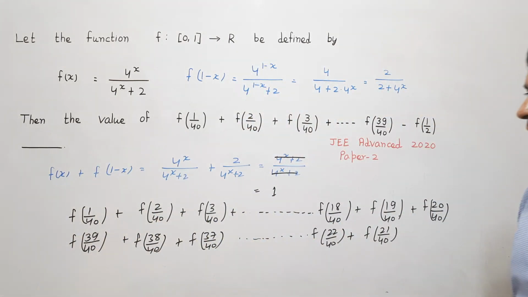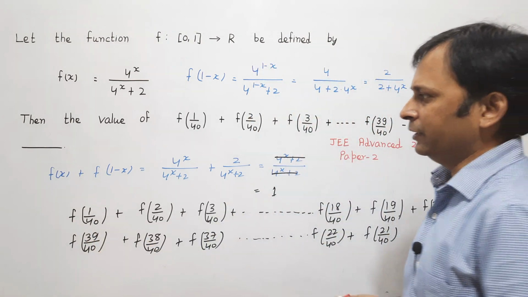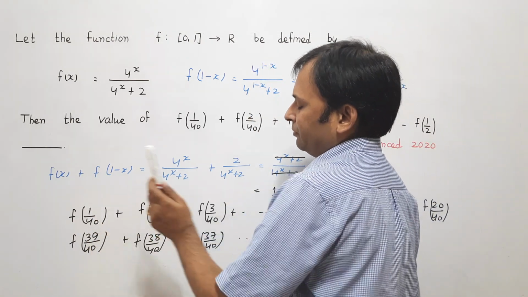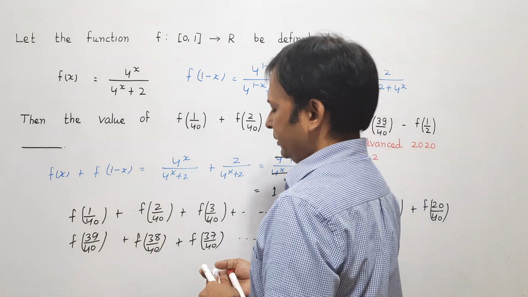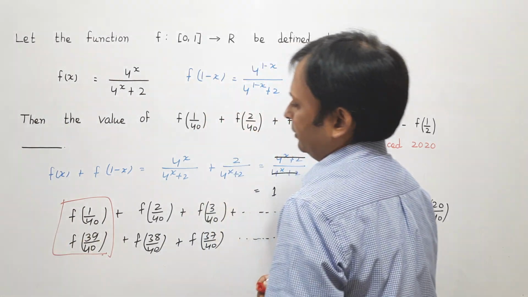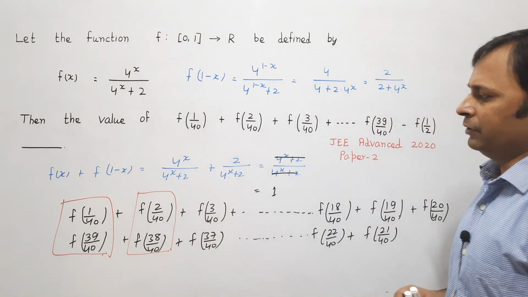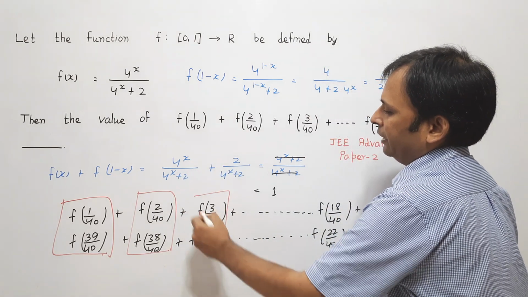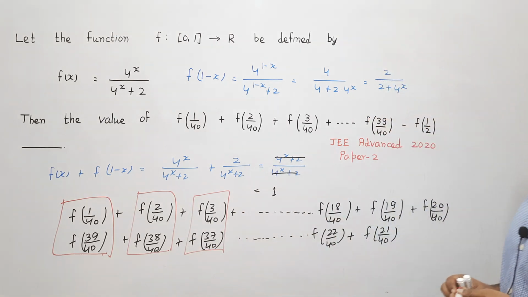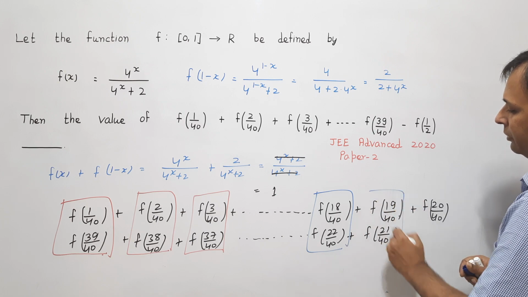So why I have arranged it like this is, 1 by 40 plus 39 by 40 becomes 40 by 40. So if this is x, then this becomes 1 minus x. So obviously these two values together become equal to 1. Similarly, f of 2 by 40 and f of 38 by 40 together become equal to 1. F of 3 by 40 and f of 37 by 40, they both will become equal to 1. Now this thing will keep happening like this. So this value is also equal to 1, this is also equal to 1.